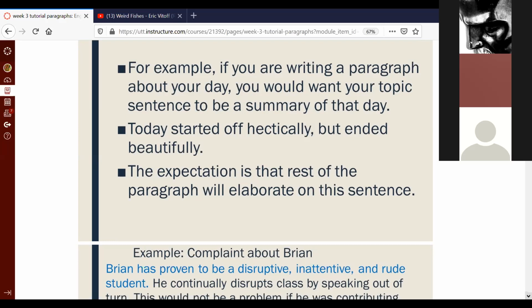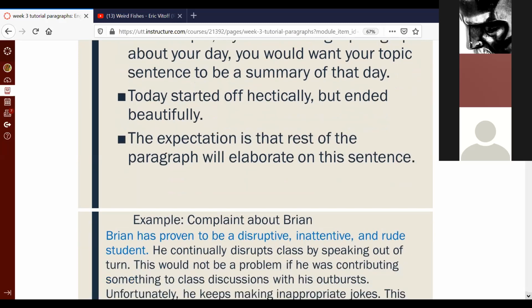about. So if you say today started off hectically but ended beautifully, the expectation is this paragraph would show how this happened, how it started off hectically, how it ended beautifully. We will not put any information about yesterday. We will not put in any information about tomorrow. This paragraph is only about the activities of today.